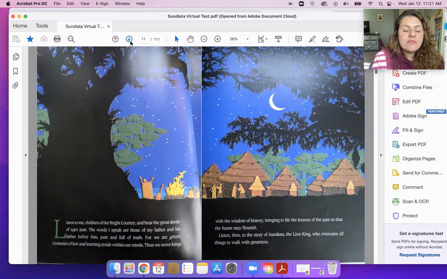All right, let's begin the story. Listen to me, children of the bright country, and hear the great deeds of ages past. The words I speak are those of my father and his father before him, pure and full of truth, for we are griots. Centuries of law and learning reside within our minds. Thus, we serve kings with the wisdom of history, bringing to life the lessons of the past so the future may flourish. Listen then to the story of Sunjata, the Lion King, who overcame all things to walk with greatness.